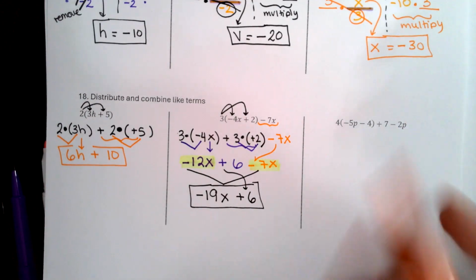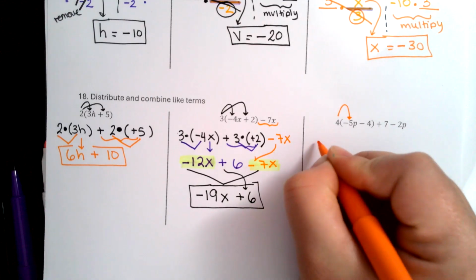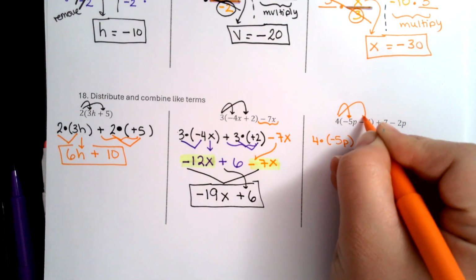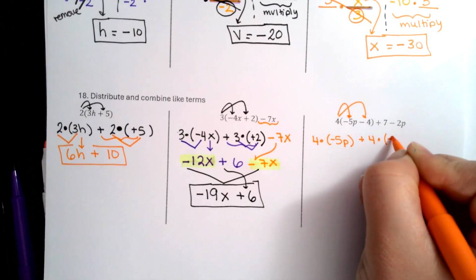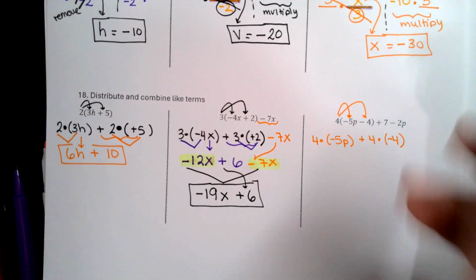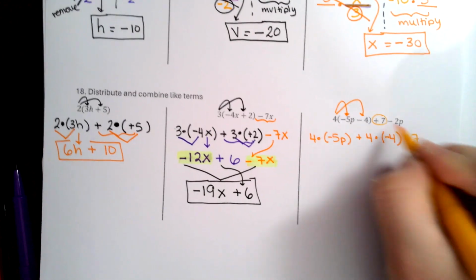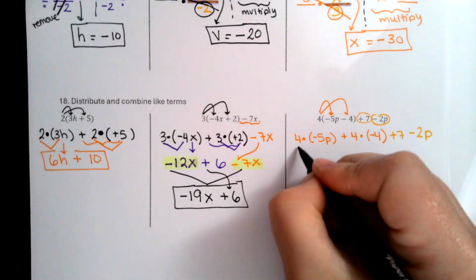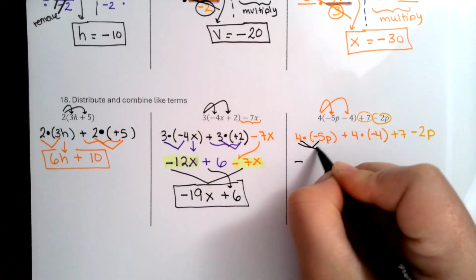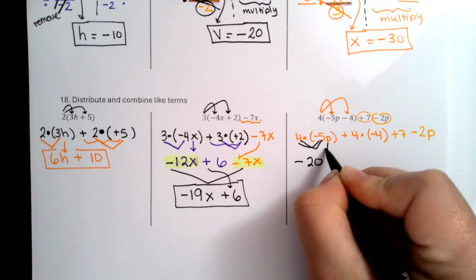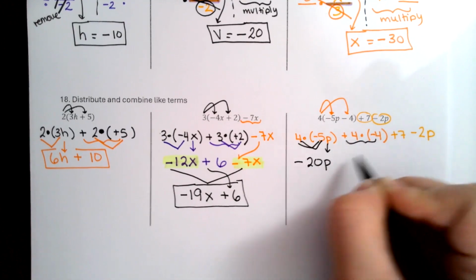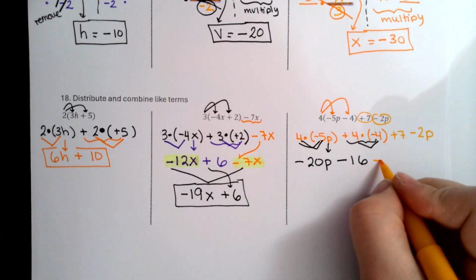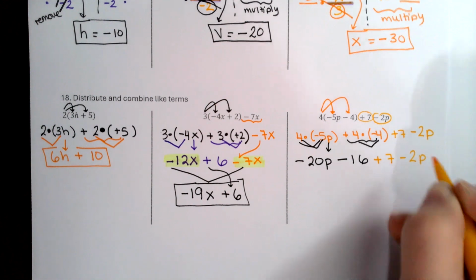Okay, next one. Let's distribute. Let's multiply in 4. 4 times negative 5p. And multiply in a 4. 4 times negative 4. Now notice that we have a couple things at the end. We have a positive 7 and a negative 2p. Let's go ahead and multiply. Same or different? Different. 4 times 5 is 20. Do I have a letter? Yes, it is p. Same or different? Different. 4 times 4 is 16. Bring down your other 2, so plus 7 and minus 2p.